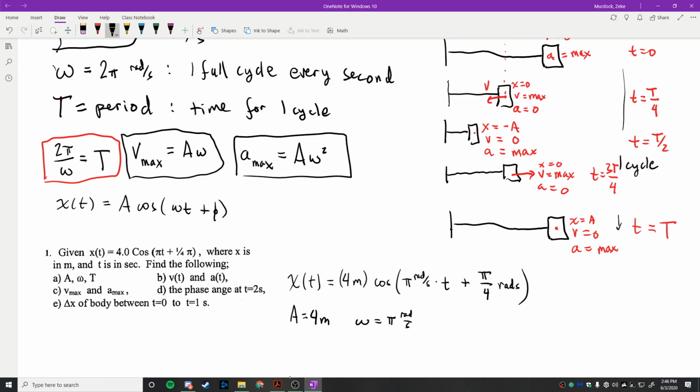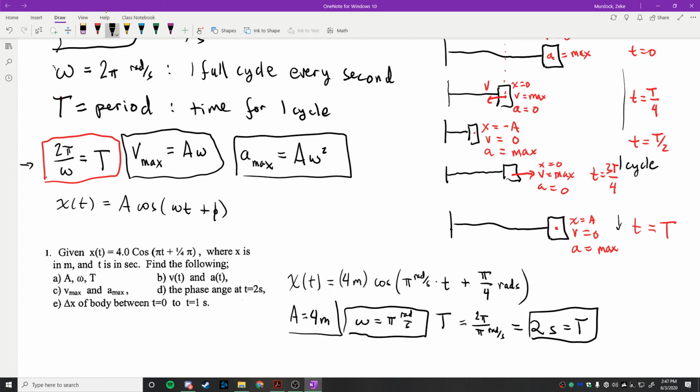Okay? What about the period? Well, the period, I said you can find by doing 2 pi divided by omega, right? So the period T is equal to 2 pi divided by pi. We get rid of the radians and just get 0.5. No, not 0.5, 2, right? Or sorry, 2 seconds is the period. So there's our period, there's our angular frequency, or angular speed sometimes I'll say, and there's our amplitude of 4 meters. Super easy.